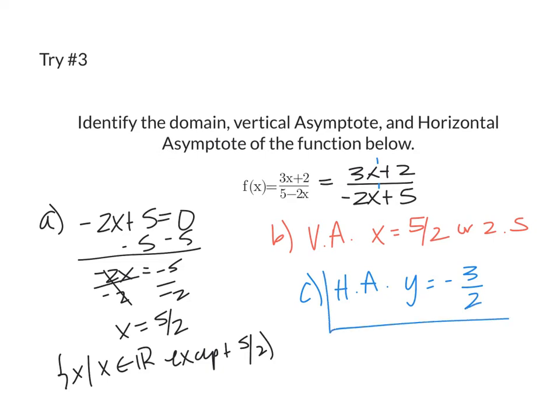Had we left it like we originally had it, we may have said that the power of x is 1, and that 1 is greater than the power of 0, and so we may have said that there was no horizontal asymptote. But again, if you put it in standard form, you won't make that mistake.